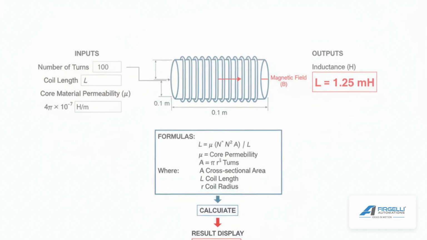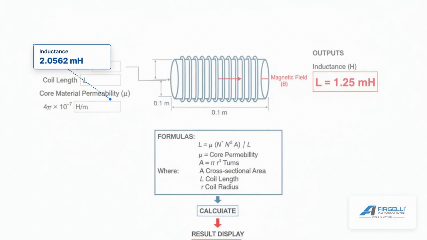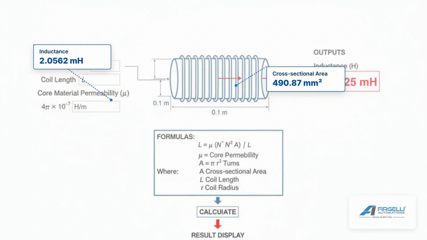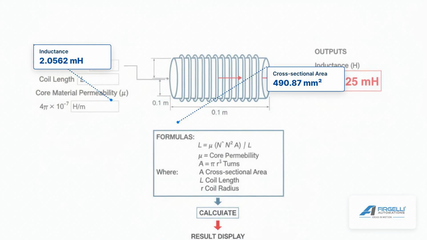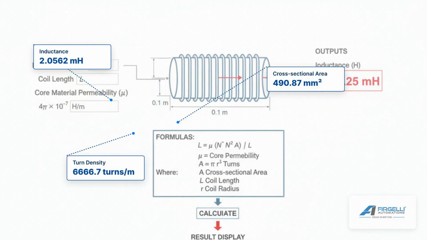After clicking calculate, here's what you get. The inductance is 2.0562 millihenries. This is your coil's ability to store magnetic energy. The cross-sectional area shows 490.87 square millimeters.